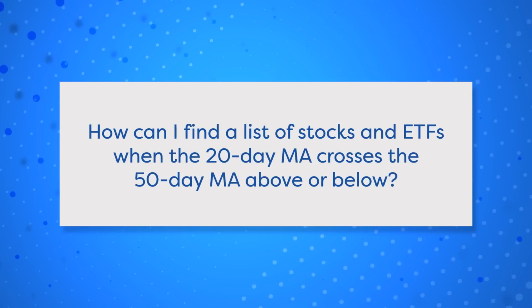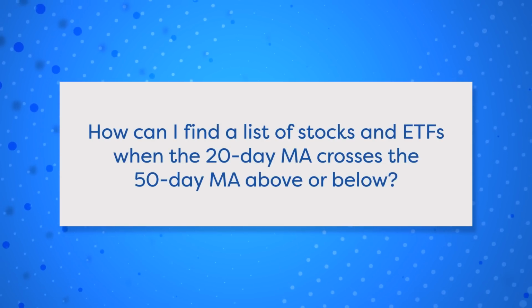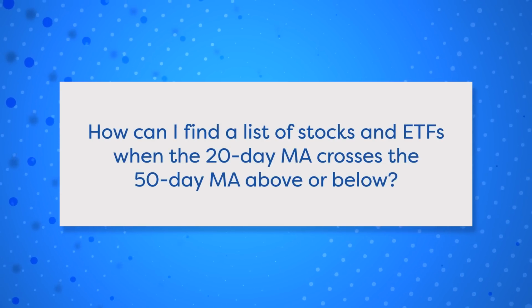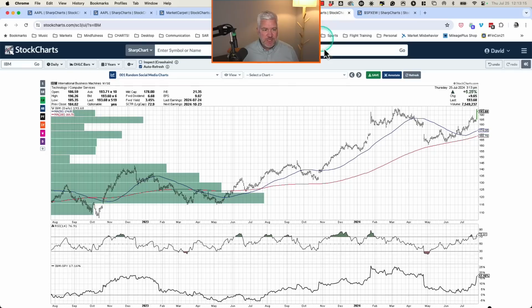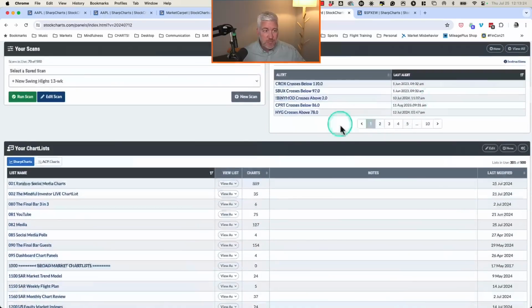Final question: how can I find a list of stocks and ETFs when the 20-day moving average crosses the 50-day moving average from above or below? Beautiful application of our scanning engine. Let's go to our dashboard. I'm going to click on Scans up here, and I'll probably end up just creating a new scan. So I'm going to click here.